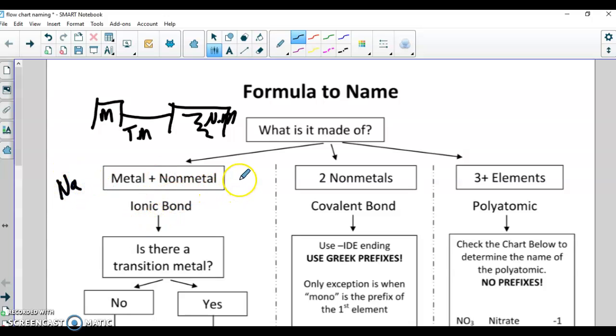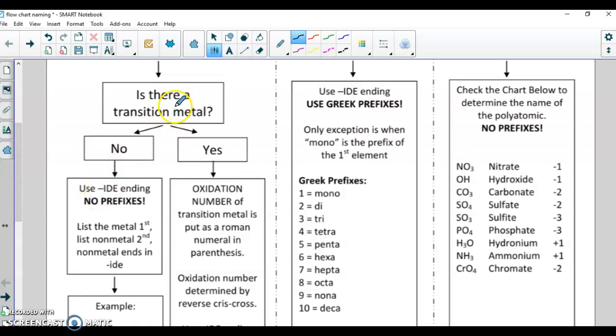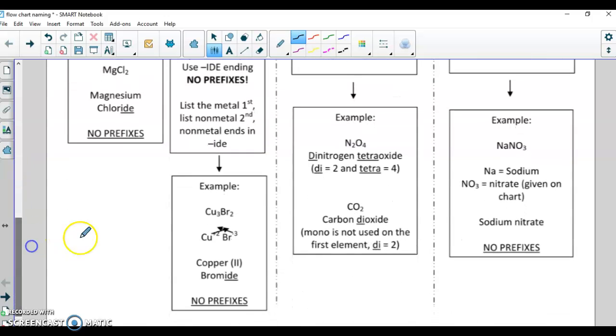If you got sodium plus, I don't know, oxygen. Okay, sodium's the metal, oxygen's the nonmetal. So that's a typical straight up ionic bond. So you look down here, is there a transition metal? No. So you're going to follow this right on down. So that sodium, which is Na, has a +1 charge. Oxygen, which is O, has a -2 charge.